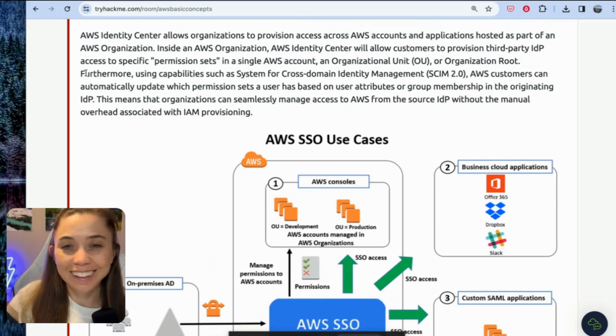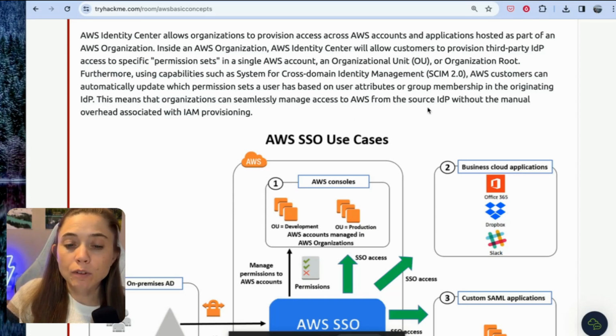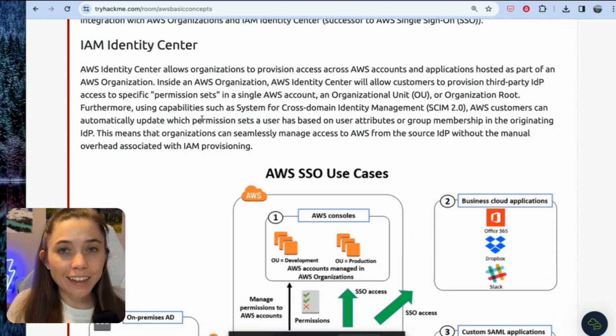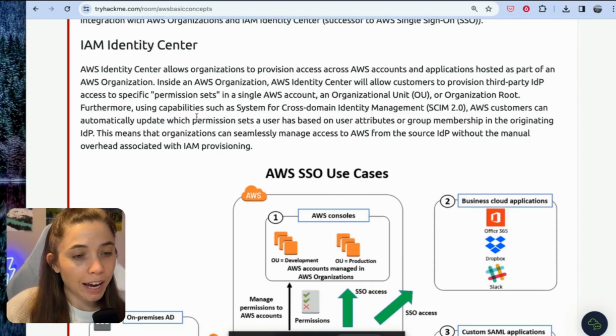Furthermore, I don't know, that word cracks me up. Furthermore, using capabilities such as System for Cross Domain Identity Management, customers can automatically update which permission sets a user has based on user attributes or group membership in the originating identity provider. This means that organizations can seamlessly manage access to AWS from the source identity provider without the manual overhead associated with IAM provisioning. All right, that was a lot. If you just got a whiff of the concepts, you're just starting to learn about it, that's totally fine.